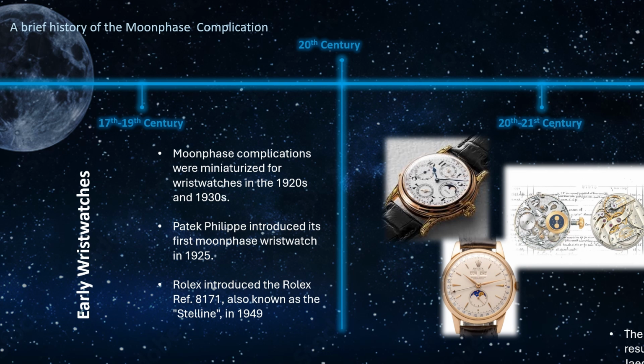The mid-20th century saw the moon phase complication become a staple of haute horlogerie. Brands like Jaeger-LeCoultre, Omega, and Audemars Piguet incorporated moon phase displays into their designs, often pairing them with other complications like perpetual calendars or chronographs. These watches were prized for their technical sophistication and aesthetic appeal.